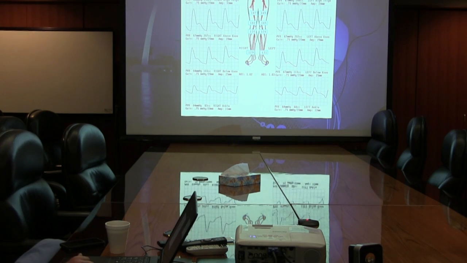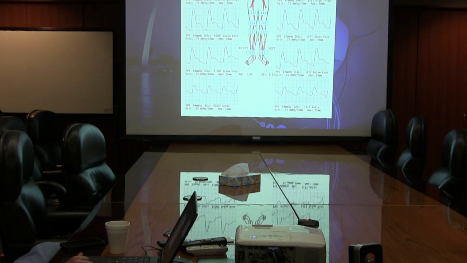So this is an example of if you order segmental pressures. And where this is helpful is if you want to localize the level of disease. So this isn't a great example because the patient's ABIs are normal, but let's say, once again to make it easy, the arm pressure is 100, the high thigh pressure is 100, the low thigh pressure is 50. Where would the blockage be?